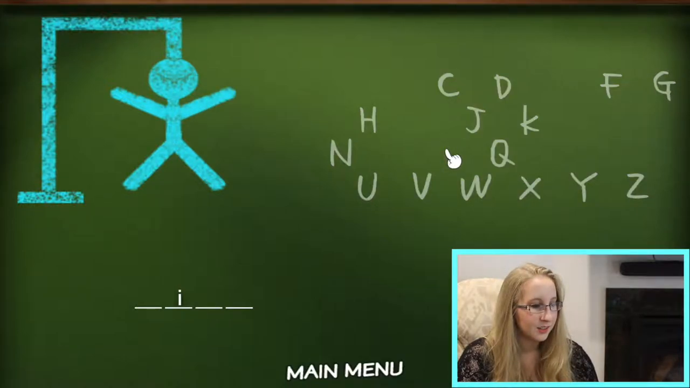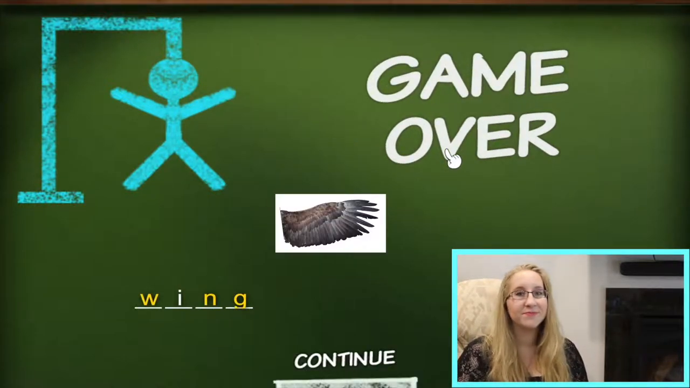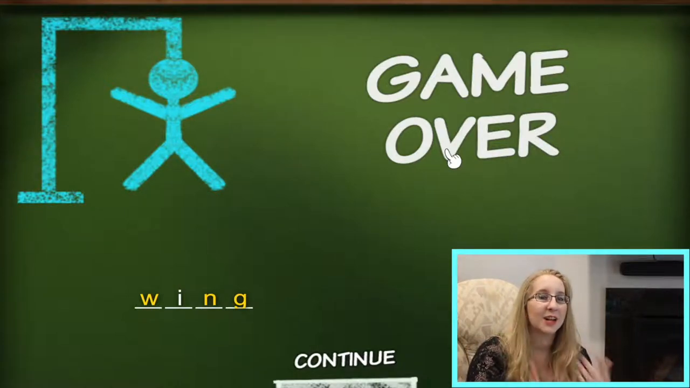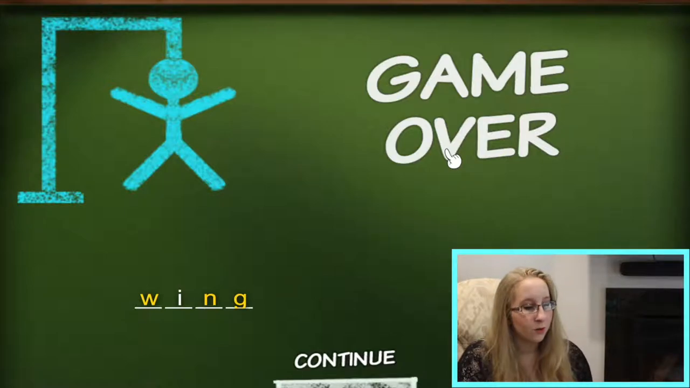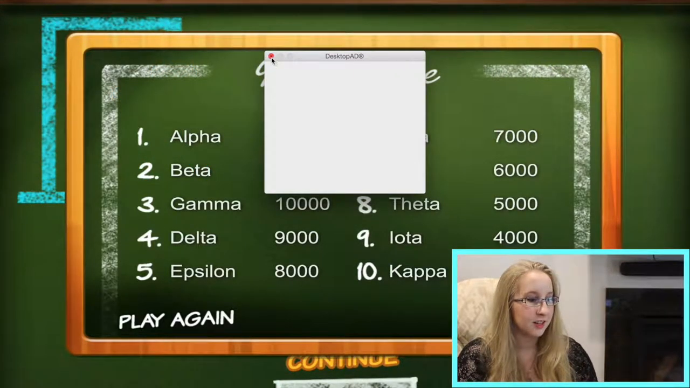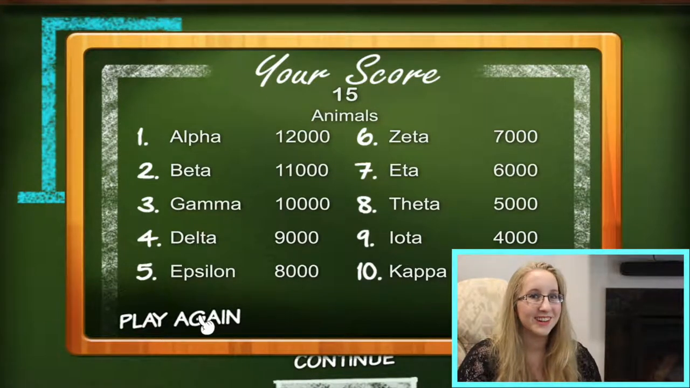P? Wing. I was thinking it would be not just a part of an animal, I thought it would be like an actual animal name. Okay, that was a great start to this. Let's play again.